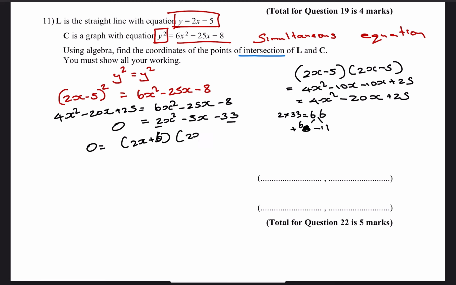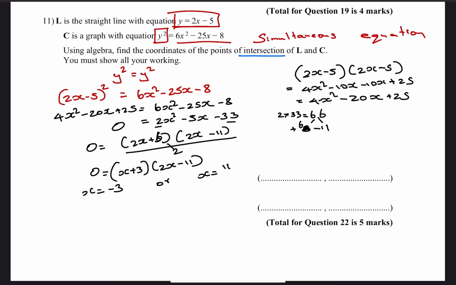Bracket 2x minus 11, all divided by 2. 2 can divide this one. 0 equals x plus 3, 2x minus 11. I can say x is equal to minus 3, or x is equal to 11 over 2, which is basically 5.5.